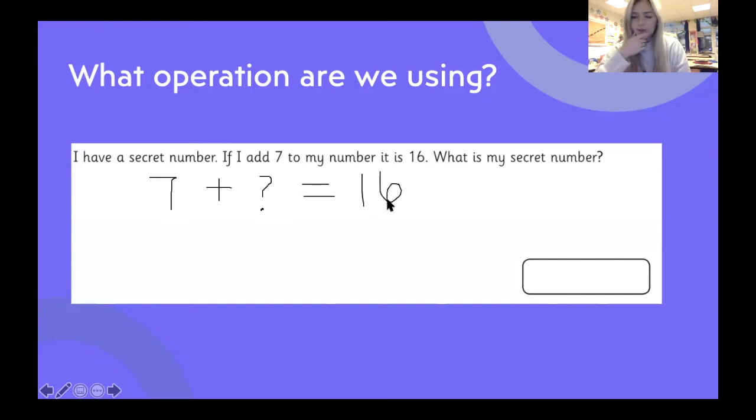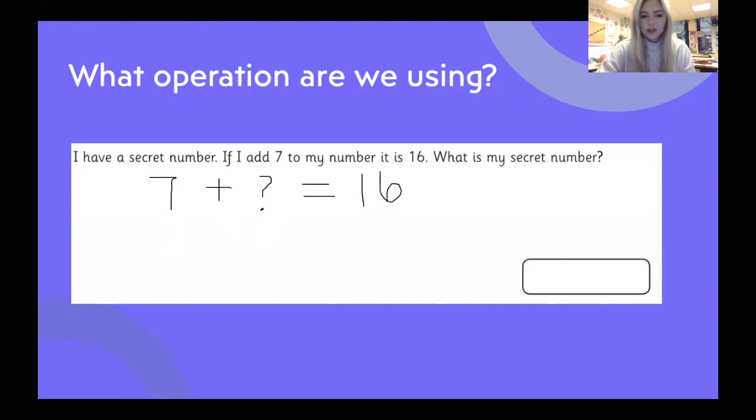What is my secret number? 7 plus something equals 16. Now what we can do to work this out, and I'm sure some of you will have realised this already, we can just do the inverse. So I'm going to swap this calculation around and I'm going to change the operation that we're using.